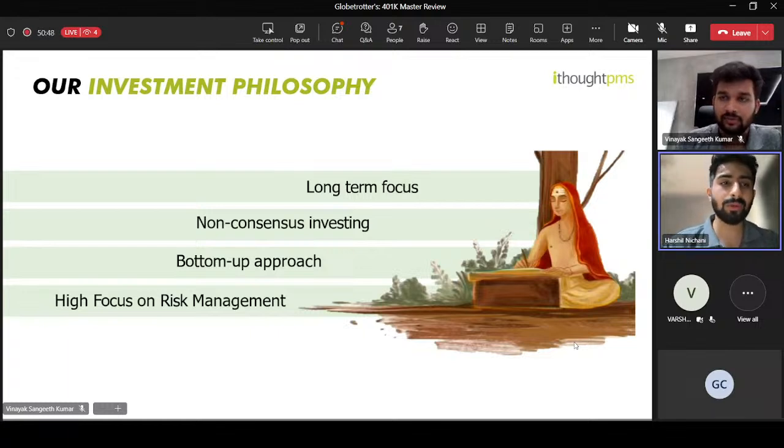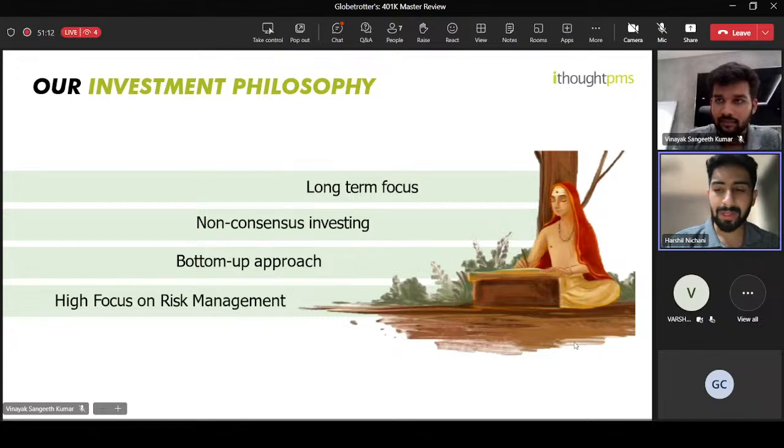So basically our investment philosophy is yes, we do think of long term. So even when we want to do your review for 401k, we will only look at it from a long term angle and whether things work out for you or not. Right? Whether it is in line with your risk profile, whether it is in line with your goals that are coming up. Right? So having a long term focus is very good.